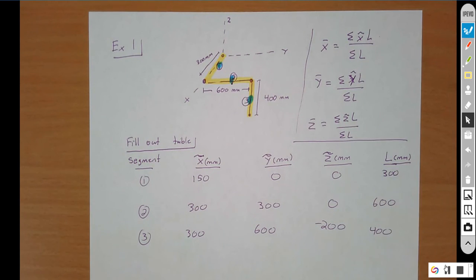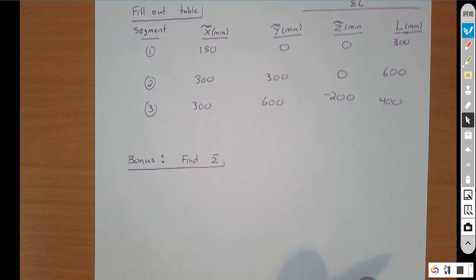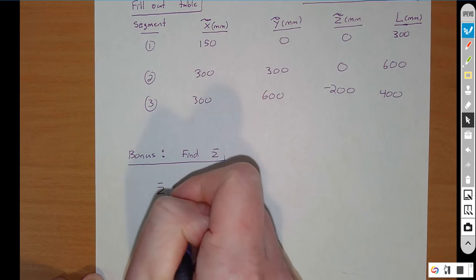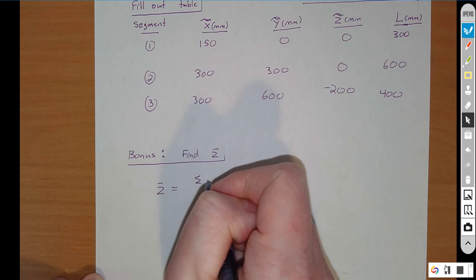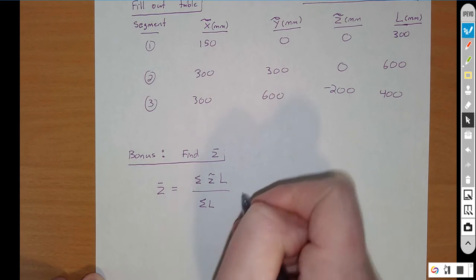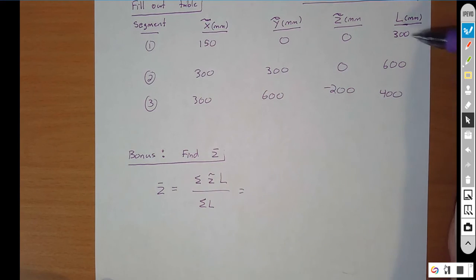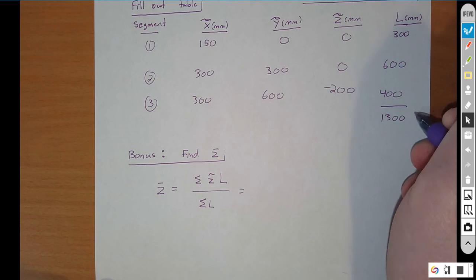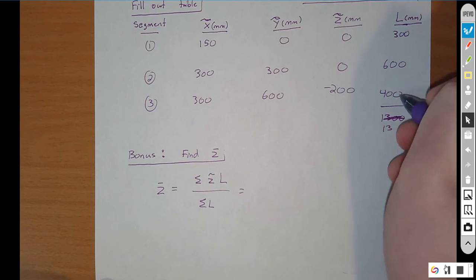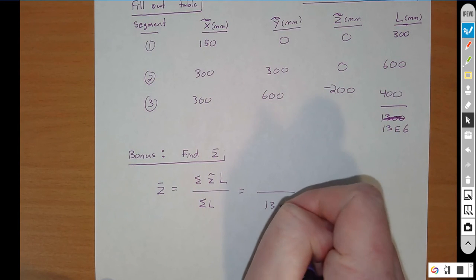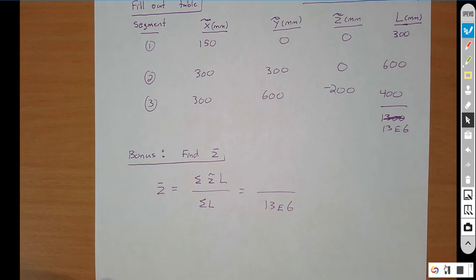As a bonus, let's apply this to one of these. Let's find z bar. It's the easiest to find. So z bar is equal to the sum of the z times L over the sum of L. For the sum of L, we just add up all of these numbers. Sorry, our total is not 1,300. It's 13, and then we have 1, 2, 3, 4, 5, 6. So 13E6. There are 6 zeros on that.